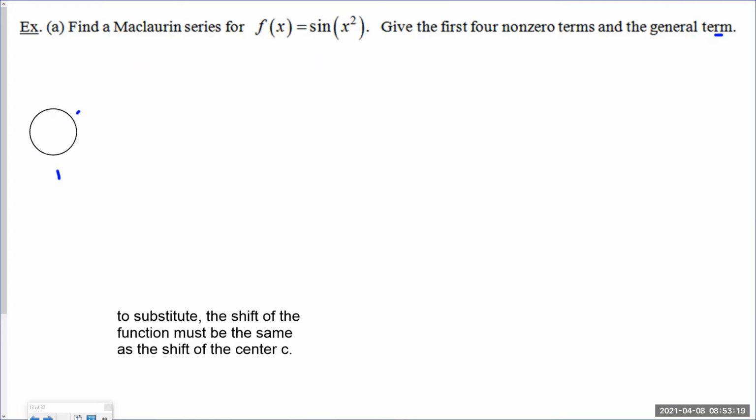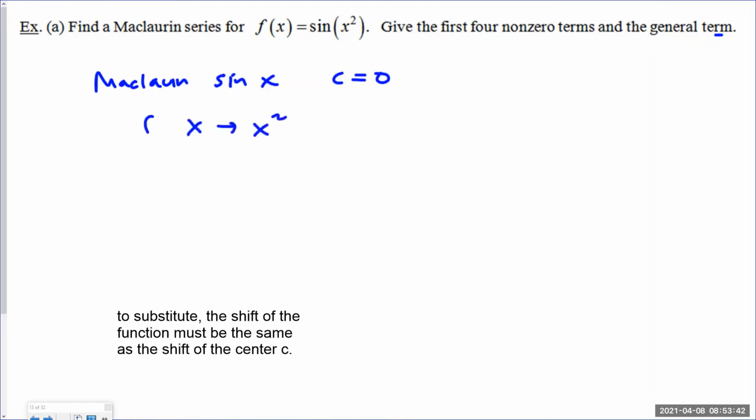All right. What's an alternative, if it works? Substitution, right? Let's think about this. I do know the Maclaurin series for sin x. That center is 0. You guys agree with that? So I want to move from x to x squared. That's the function. Can you tell me what my shift is? If I move from x to x², no shift. You guys good with that?